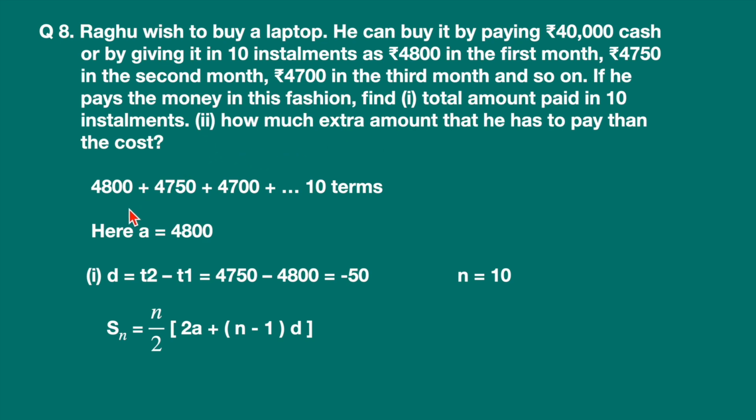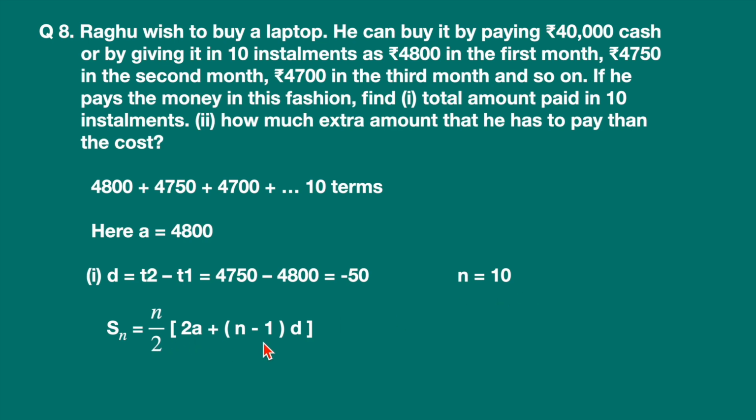Here this is an arithmetic progression. The first month is the first term. He is paying 4,800. Second month, 50 rupees less, so it is 4,750. Third month this much. So for 10 months he is going to pay like this, every month 50 rupees less. So how much money is he going to pay in total for this laptop? That is the question. Let's write down the first term. The first month is 4,800. Common difference: the second term minus the first term is minus 50. d is minus 50. n, the total months, is 10.